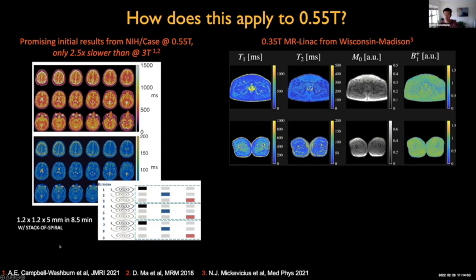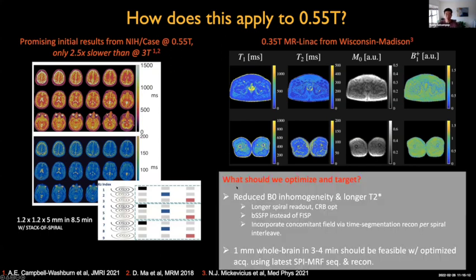There's also been some nice work by the Wisconsin Medicine group at 0.35 Tesla on their MR-Linac system on body imaging as well, which is nice. So based on some of this and some of the technology that we'll develop, what should we optimize and what should we target with some of this?